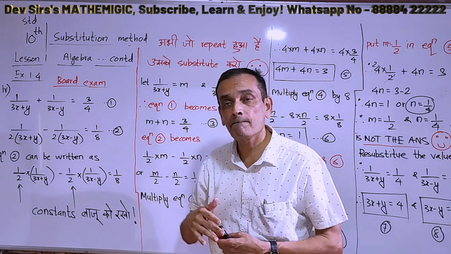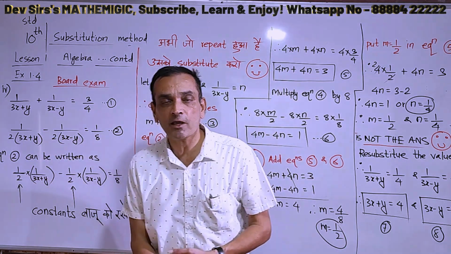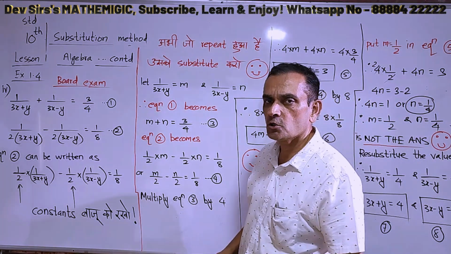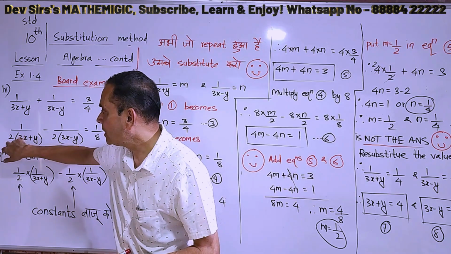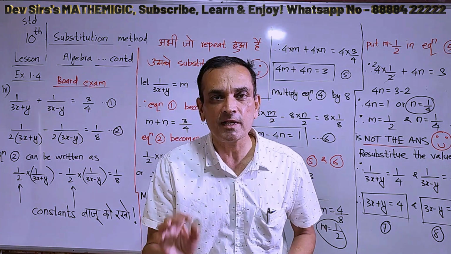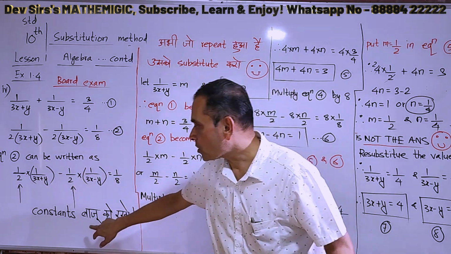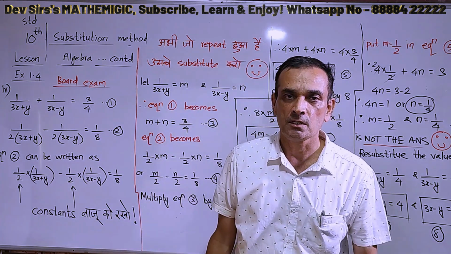Equation 2 में, 1 upon 3x plus y के सामने constant कौन सा है जरा सोचो. Which constant can you see? Don't say 2. It is 1 by 2. 1 by 2 is the constant present in front of 1 upon 3x plus y. Constants बाजू को रखो before making the substitution.